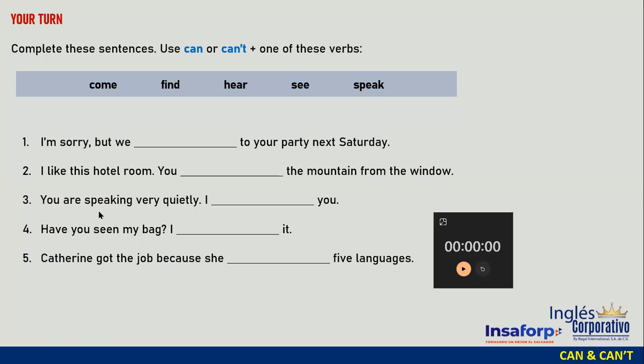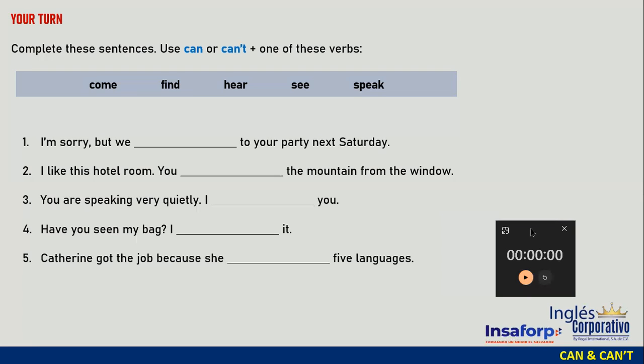Chicas, ¿estamos listas? Eran bien cortitas, ¿ok? Vaya, perfecto. Vamos entonces con number one. Volunteer for number one. Bueno, pueden abrir sus micrófonos si ustedes gustan también.